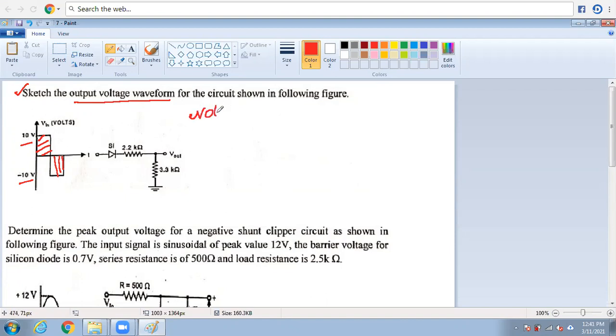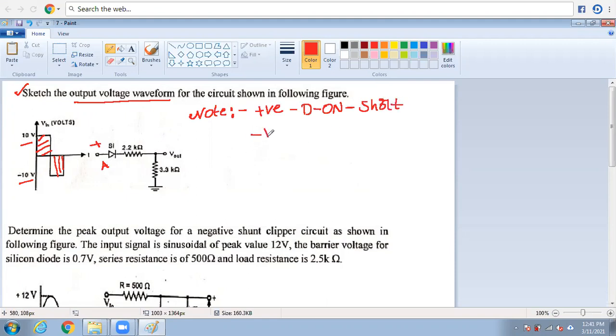This can be treated as a note. At the positive peak, the diode starts the conduction. Why? Because this is positive, and this is the anode terminal. So the positive peak is connected to the anode terminal, the diode starts the conduction, so it is in the on state. In the ideal case, this can be treated as a short.